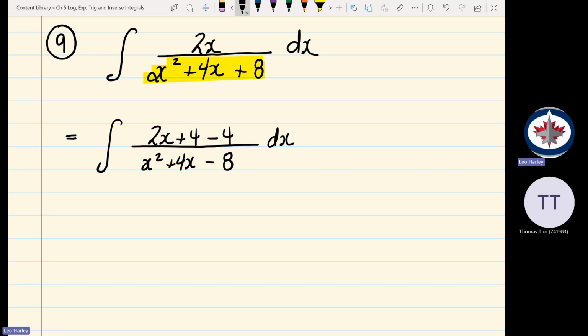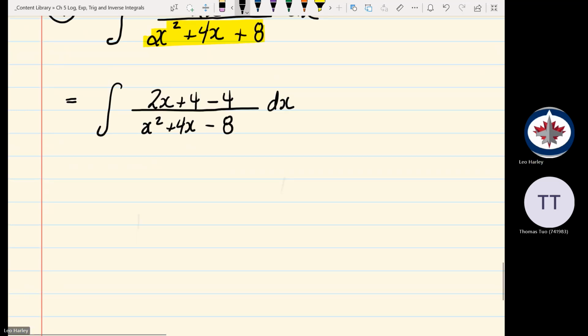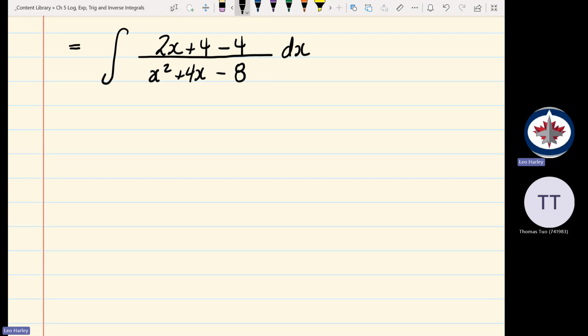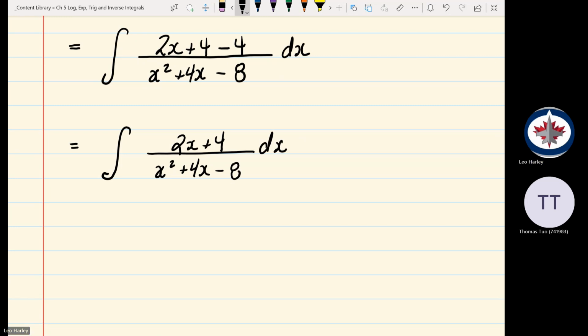Now, can we unmerge the fraction? In other words, could we rewrite it as the most favored version would be the integral of 2x plus 4 all over x squared plus 4x minus 8 dx. We love that guy because it's a u substitution. It's going to be a natural log. We're off to the races.